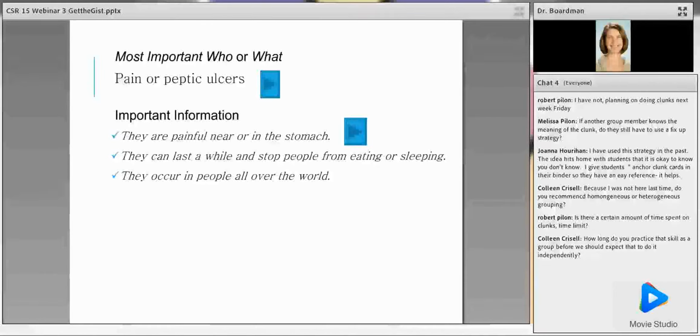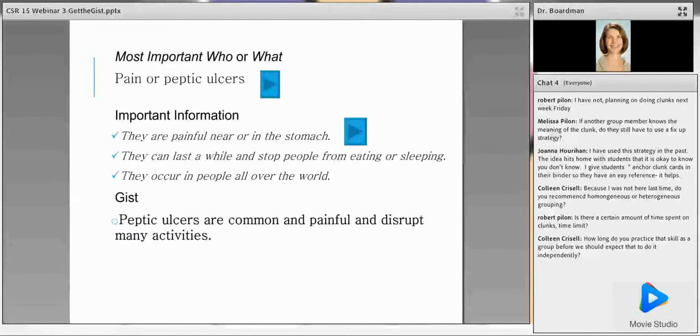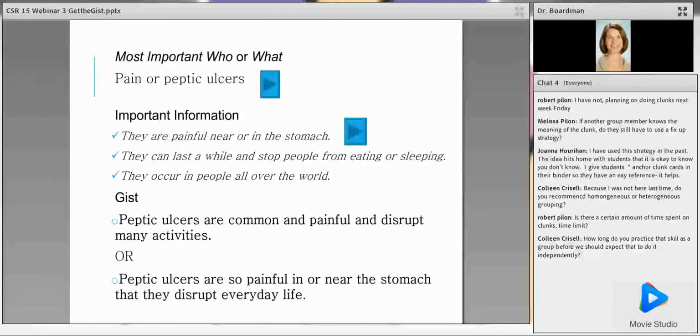But if we have read this reading, we've identified the most important who or what and the important information as a class. As a group, we've done that. I would then, underneath there, put the word peptic ulcers. For me, that one's easier. And then a line, and have the students finish that sentence with what they think is the most important ideas about the text. So here are a couple of examples. Peptic ulcers are common and painful and disrupt many activities. Peptic ulcers are so painful in or near the stomach that they disrupt everyday life.